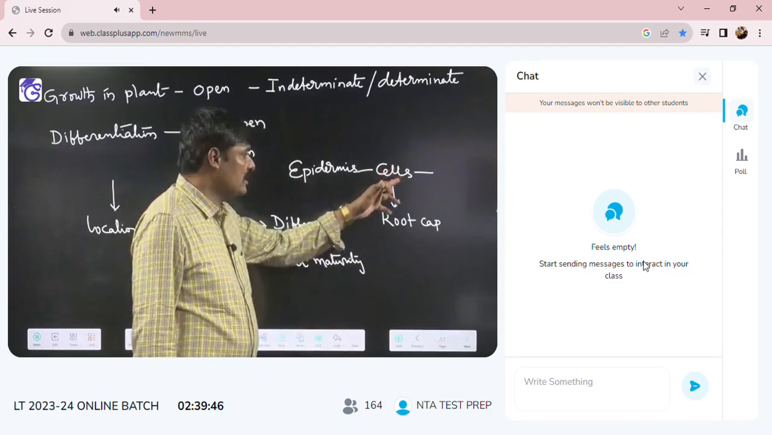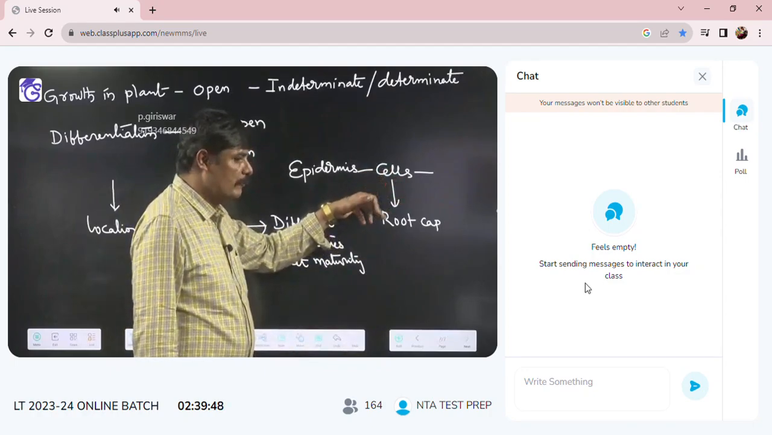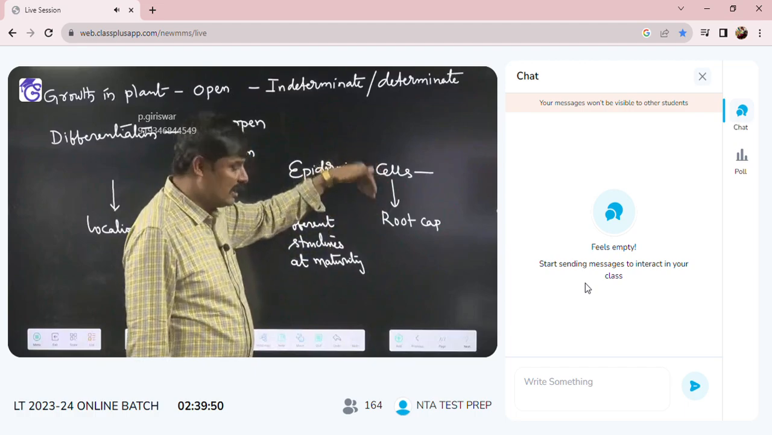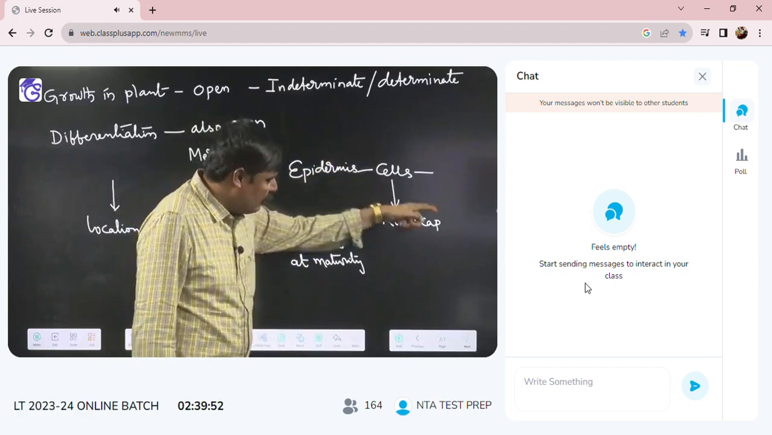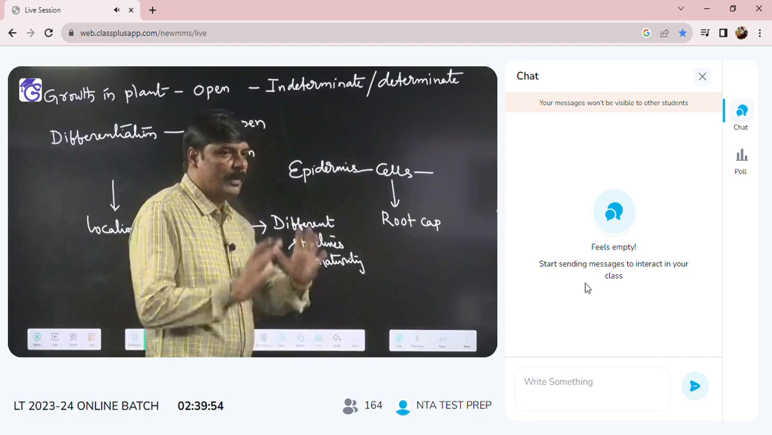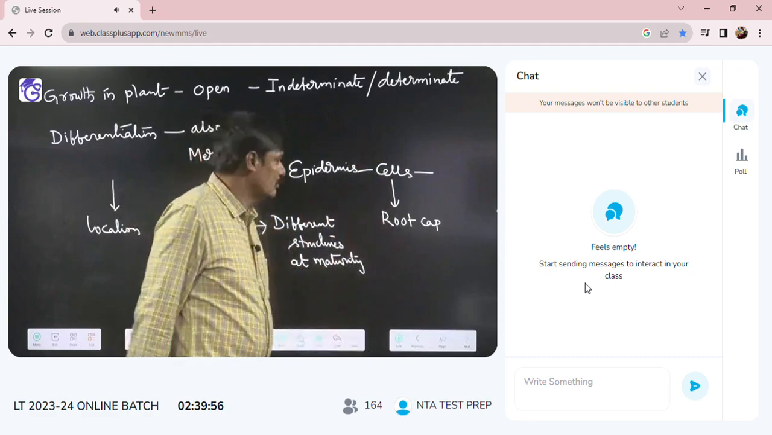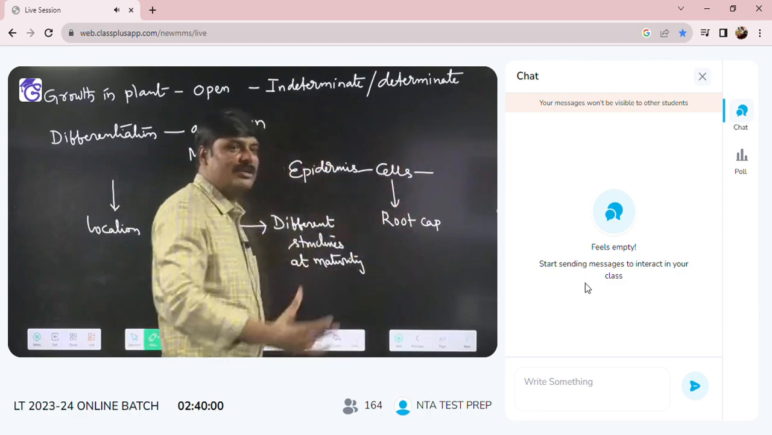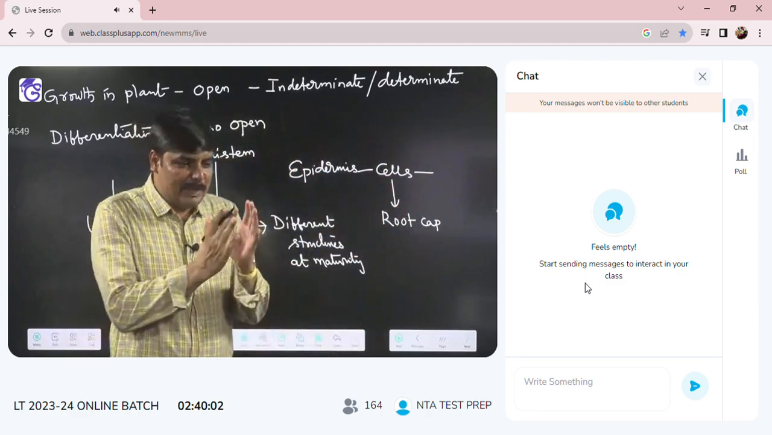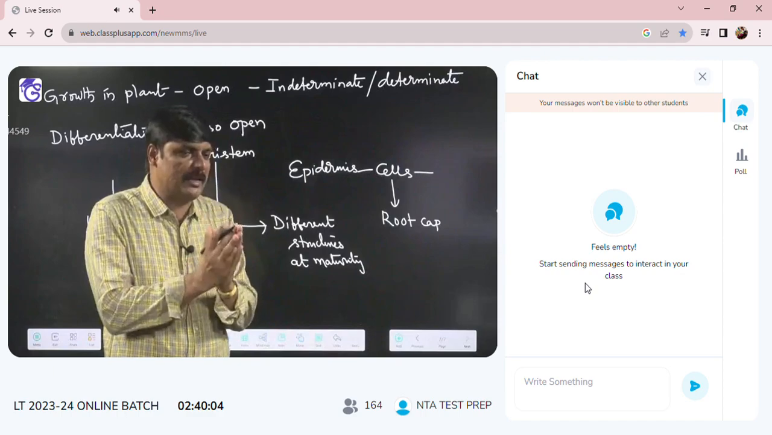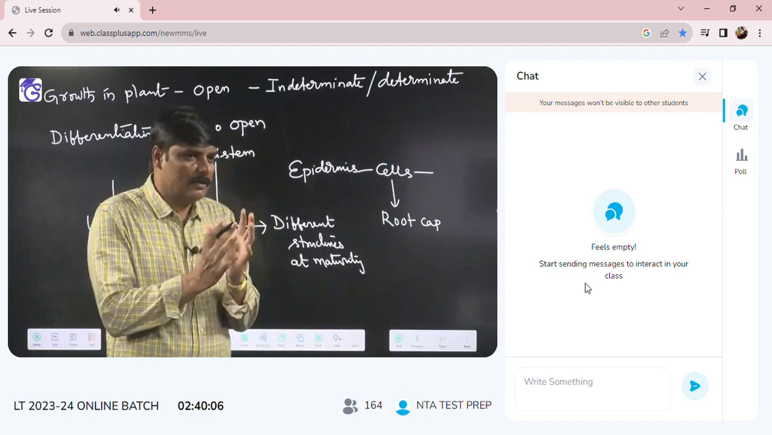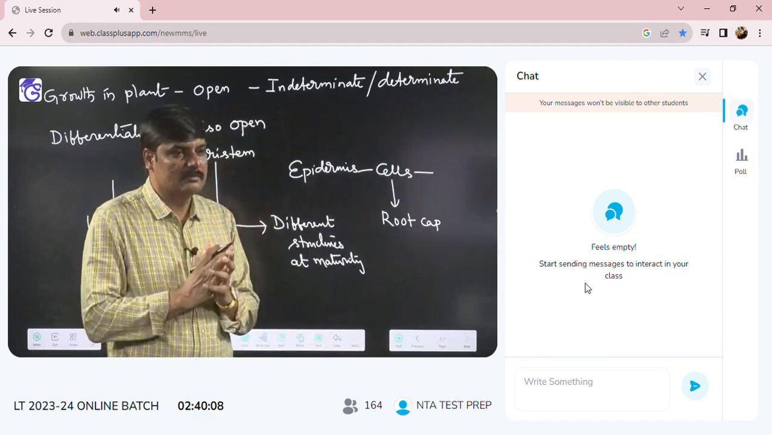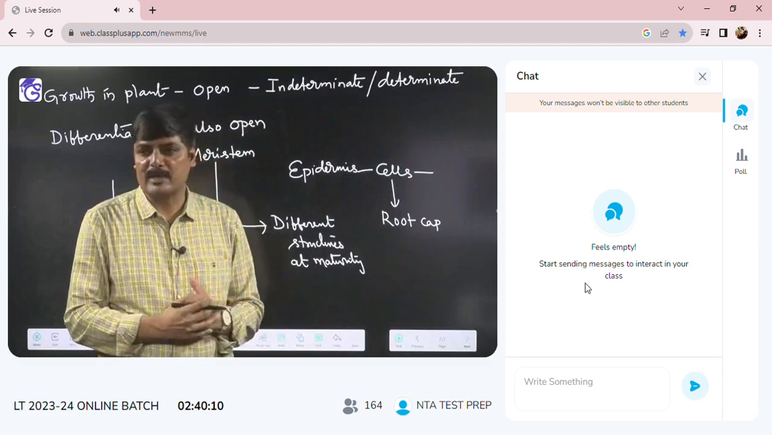So some cells present towards the inner side form the root cap. Outer side form the epidermis. And in the center form vascular tissues. So depending upon the location of the cell, their function, their differentiation takes place.